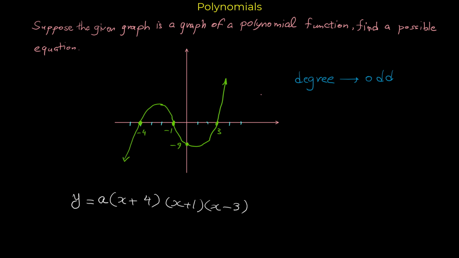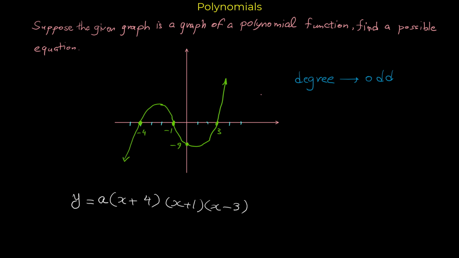We can figure out that value only if we have one point other than the x-intercepts. We use the x-intercepts only to figure out the factors. But for finding the leading coefficient, we need to know the coordinate of one extra point on the given graph. It's not necessarily the y-intercept. In this case, it's the y-intercept.